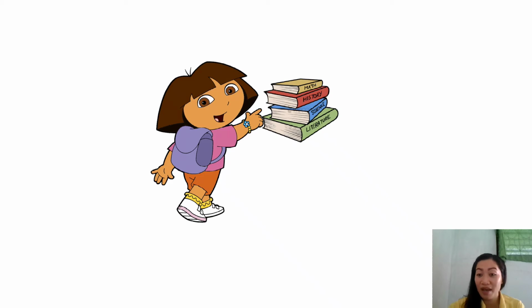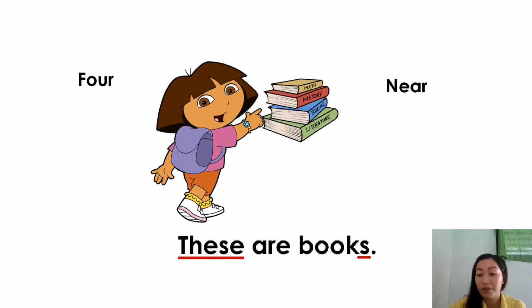How about this one? How many books are there? We have 4 and it's near. So again, we will use the demonstrative pronoun these. These are books. Again, we add S. Do not forget the S, because it's plural. These are books.